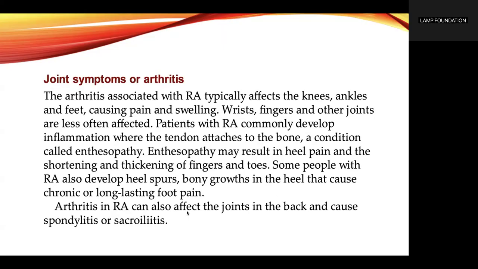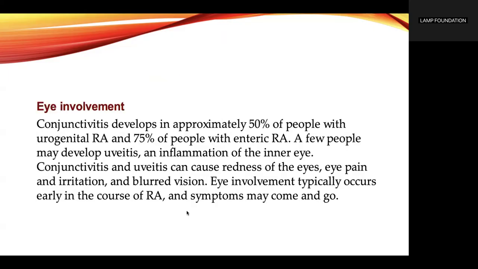The arthritis associated with RA typically affects the knees, ankles, and feet, causing pain and swelling. Wrists, fingers, and other joints are less often affected. Patients with RA commonly develop inflammation where the tendon attaches to the bone, a condition called enthesopathy. Enthesopathy may result in heel pain and the shortening and thickening of fingers and toes. Some people with RA also develop heel spurs, bony growths in the heel that cause chronic or long-lasting foot pain. Arthritis in reactive arthritis can also affect the joints in the back and cause spondylitis or sacroiliitis.